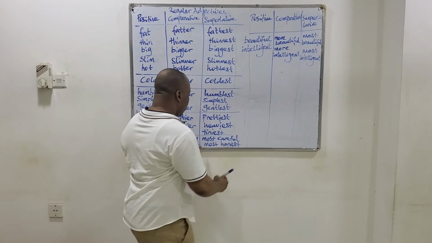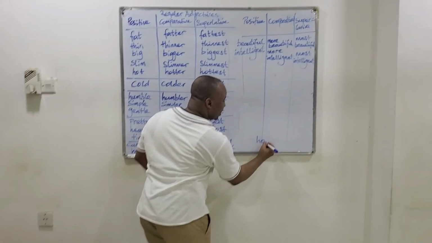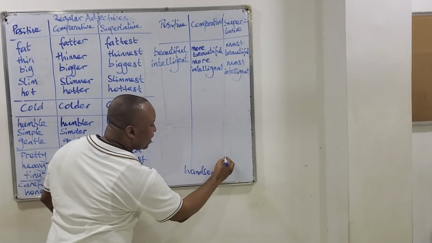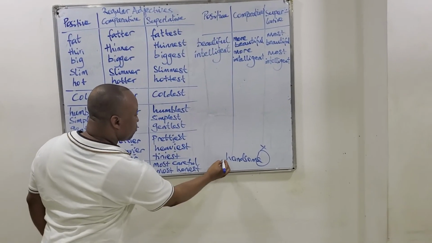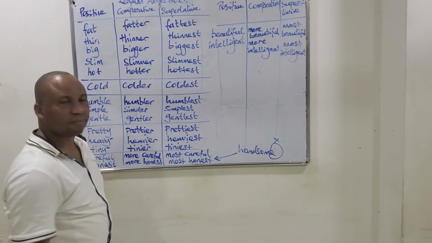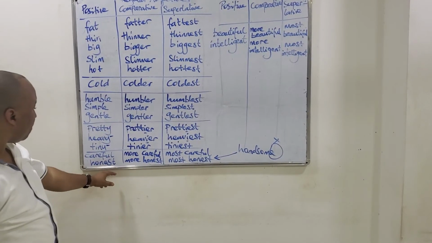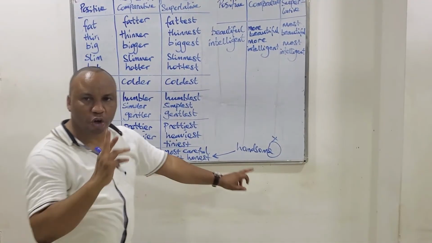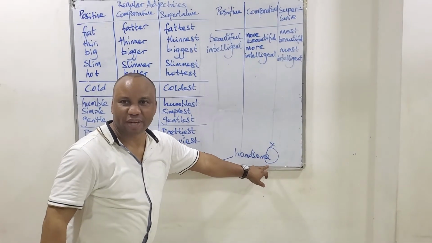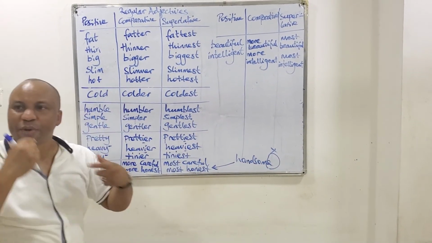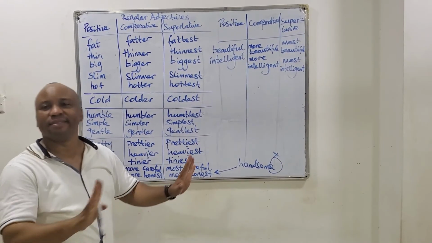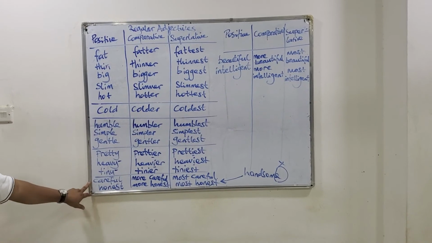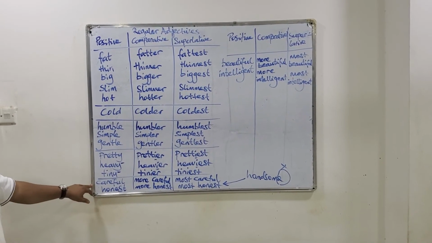Before we conclude, I told you about this word handsome, that the E is silent. So handsome, more handsome, most handsome. Don't be confused with the E. We don't pronounce it, so it's silent. So it follows the same rule as careful and honest.